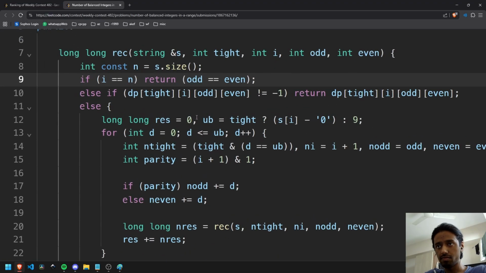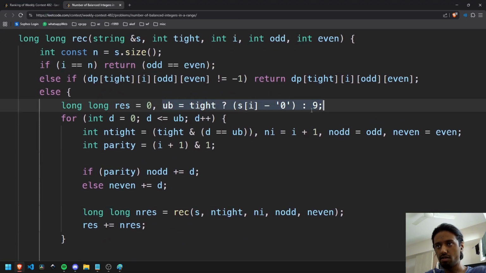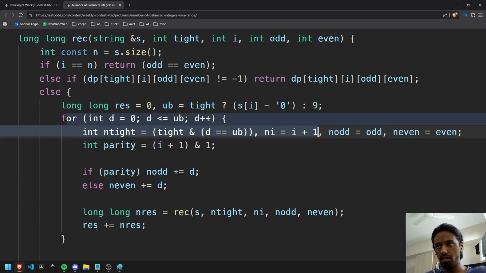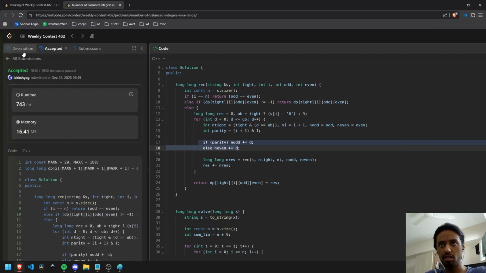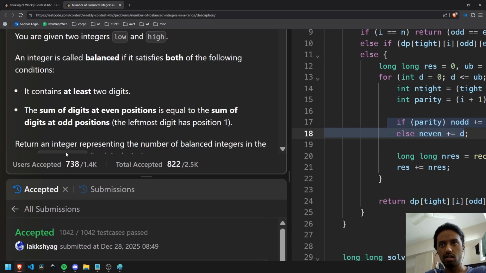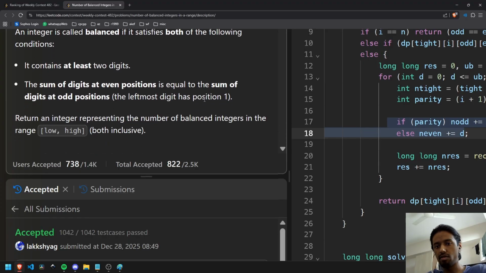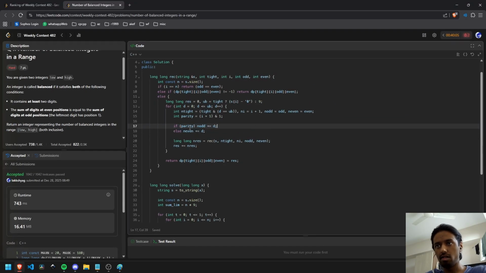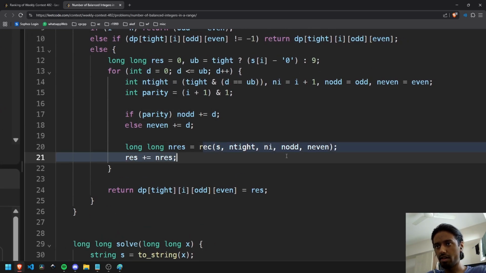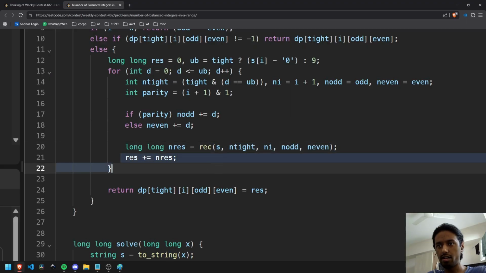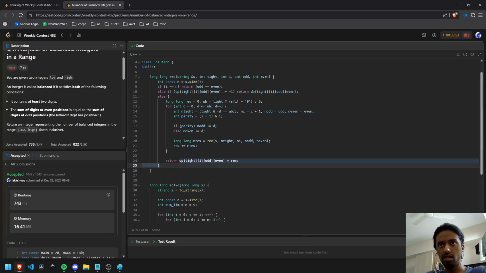So here you get the upper bound based on tight. If it's tight, then you get the correct digit, else it's 9. Then for every digit, you get the next states, and the parity of the current position. I'm doing i+1 since they stated that the first leftmost digit is position 1, so it's odd. So you just need to fix the indexing. Then you pass the next state to the result, add, and memoize it. I'd say this was fairly straightforward.